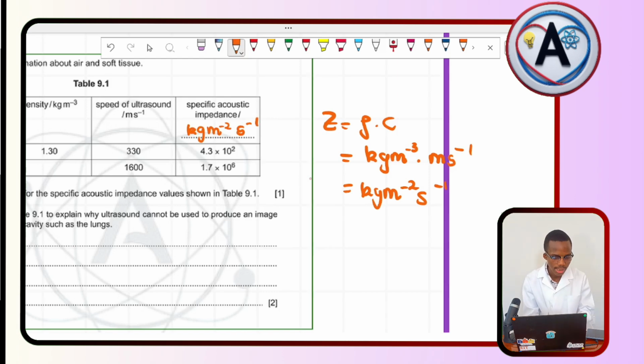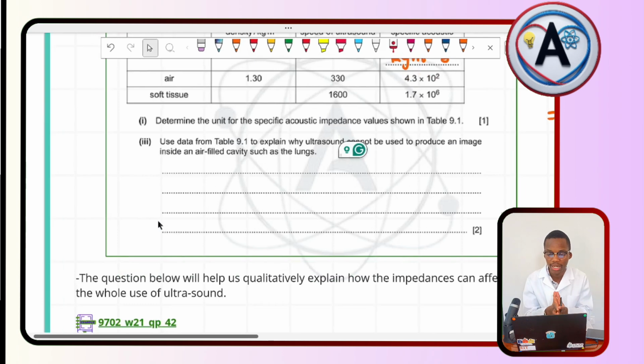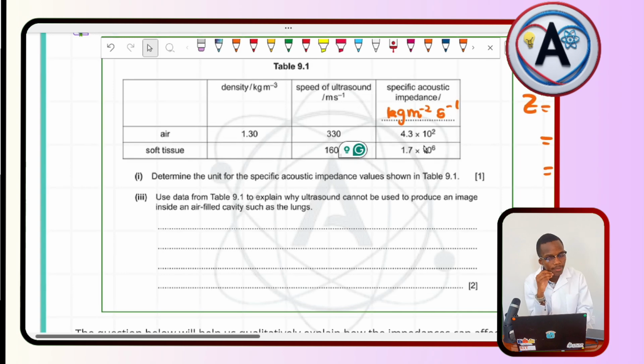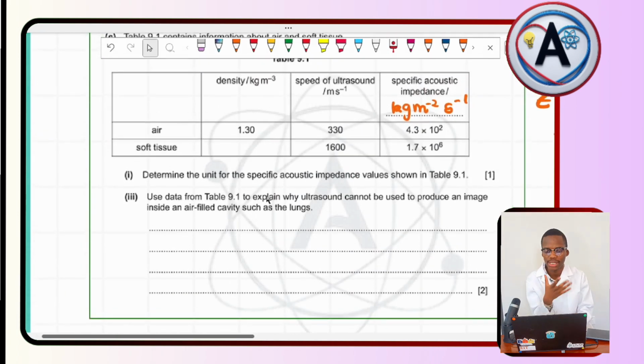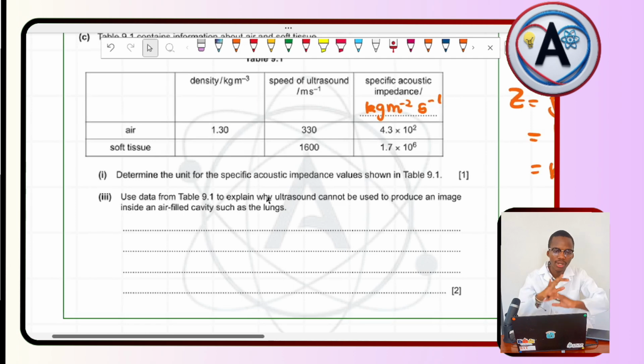Okay. The next example: use the data from table 9.1 to explain why ultrasound cannot be used to produce an image inside an air-filled cavity such as the lungs. Okay, I'm given these specific acoustic impedances, specific acoustic impedance for air, specific acoustic impedance for soft tissue. So we've been asked to explain why ultrasound cannot be used to produce an image inside an air-filled cavity such as the lung.